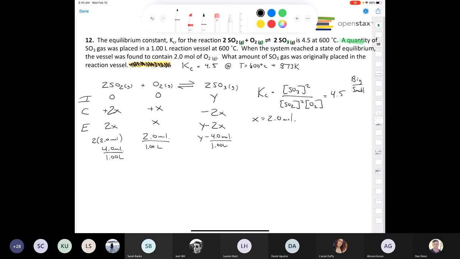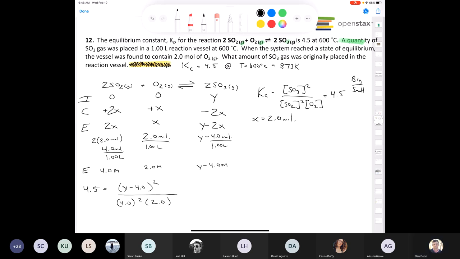What do you get? Yeah, you end up with, at equilibrium, 4.0 molar of sulfur dioxide, 2.0 molar of oxygen, and Y minus 4.0 molar of your sulfur trioxide. Now you can plug these values into the equilibrium constant expression. So you can say your Kc, which is equal to 4.5, is equal to (Y minus 4.0) squared, I'm going to leave the units out, divided by 4.0 squared times 2.0, like that.